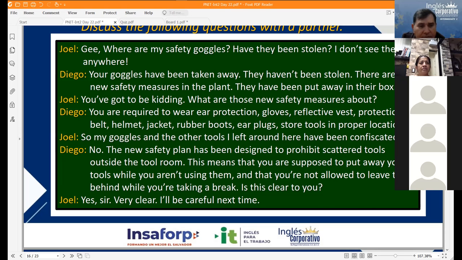So that is scattered, okay? Scattered. Imagine that you have one hammer here, a saw here, a screwdriver here, etc. So you have them in different locations, that is scattered. Okay, safety goggles, taken away, been stolen, safety measures. You've gotta be kidding. New safety measures, okay? Protection, gloves, reflective vest, protection belt, helmet, jacket, rubber boots, earplugs, store tools in proper locations, okay? Confiscated, scattered tools, has been designed outside the tool room. You're not allowed to leave them behind.